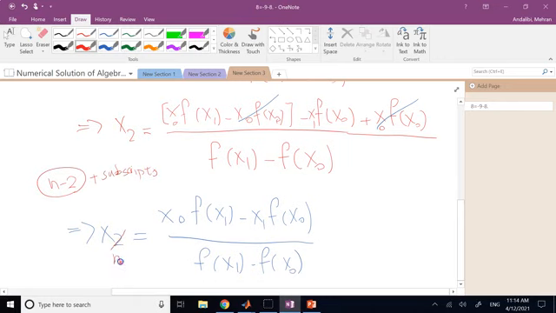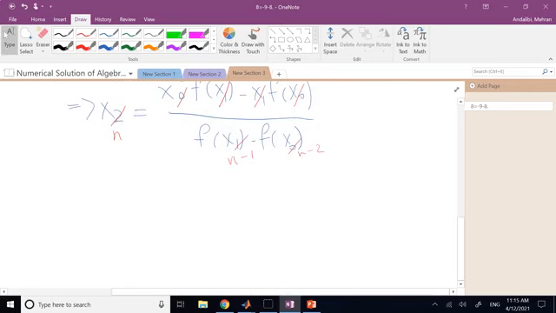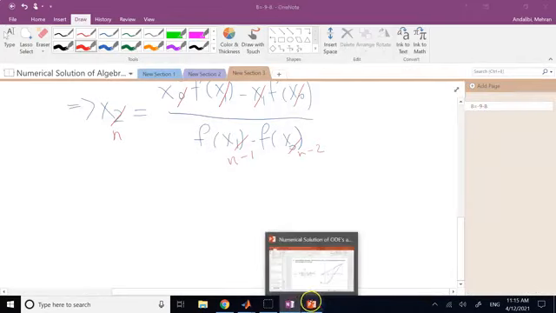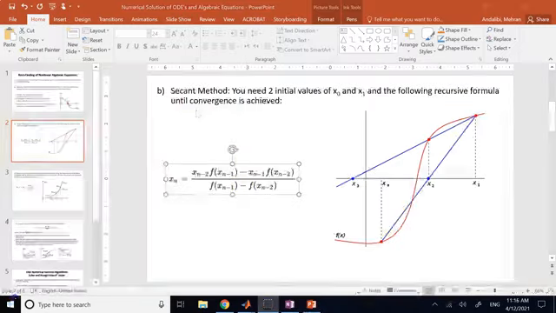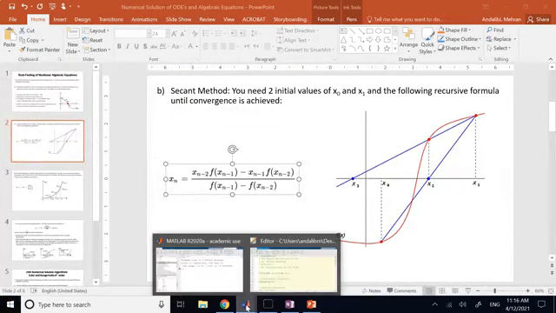If you add n minus 2 to all subscripts, this one becomes n, this one becomes n minus 2, this one becomes n minus 1, n minus 1, n minus 2, n minus 2, and n minus 1, and that is the equation that you will see, this update equation. Okay, so let me show you the code.